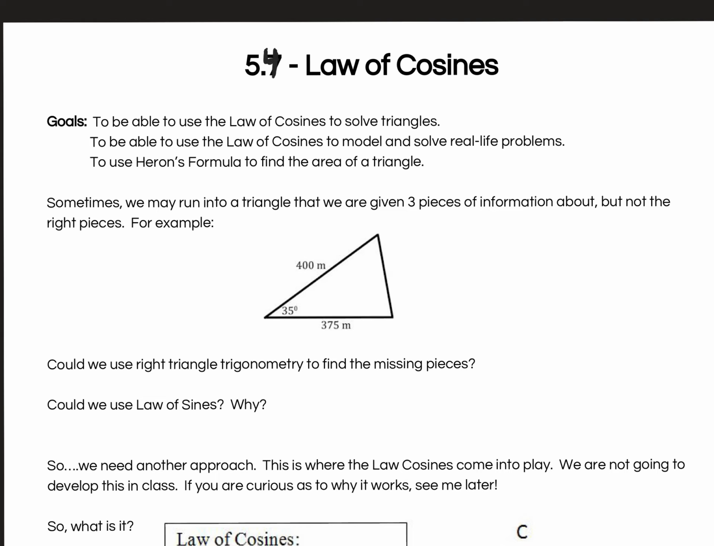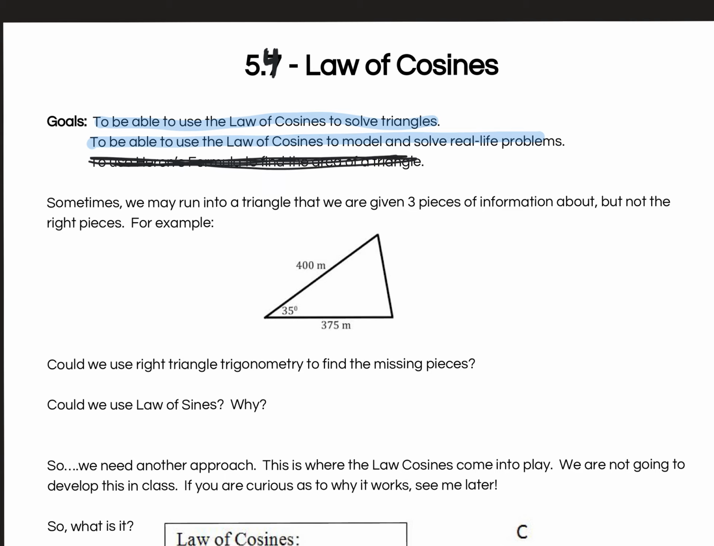So let's go ahead and cover what we're going to talk about as far as goals go. Hopefully by the end of this, we'll be able to use the law of cosines to solve triangles, and also use the law of cosines to model real-life problems. This last one, Heron's formula, we're going to save for the next lesson.